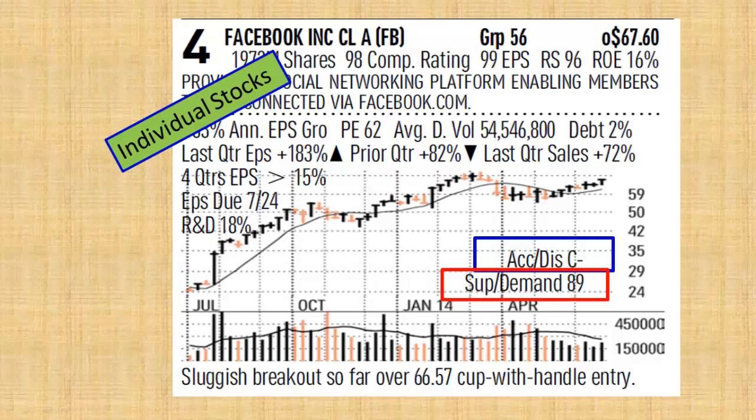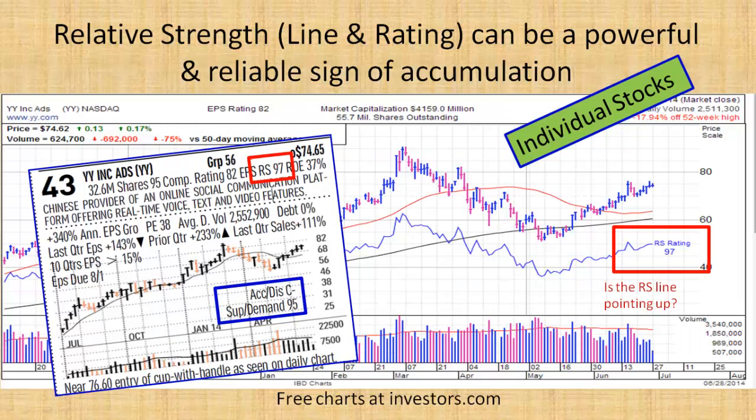We see by the accumulation distribution rating of C- that it's under slight accumulation. From the supply-demand rating, we see that a high number of shares are exchanging hands. Another incredibly helpful tool is the relative strength line and the relative strength rating. Both can be a powerful and reliable sign of accumulation.